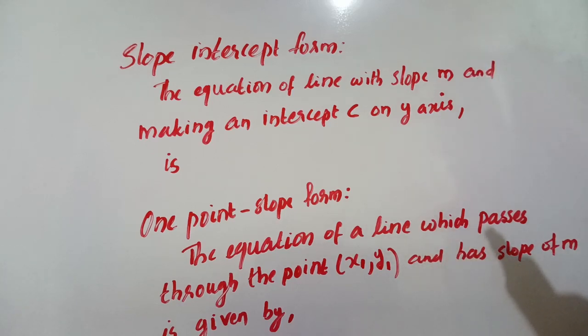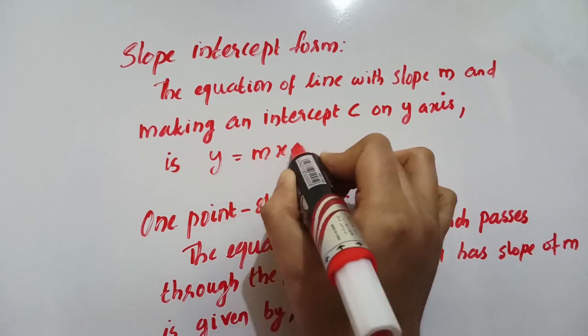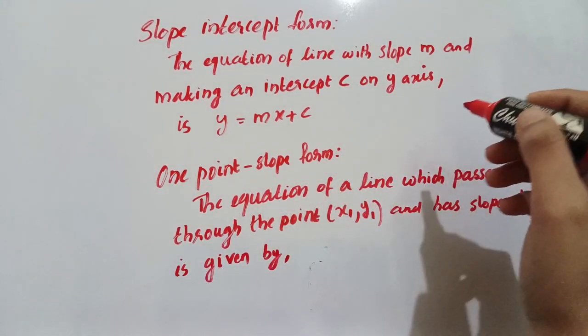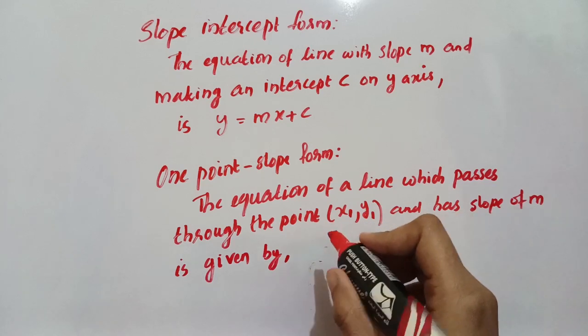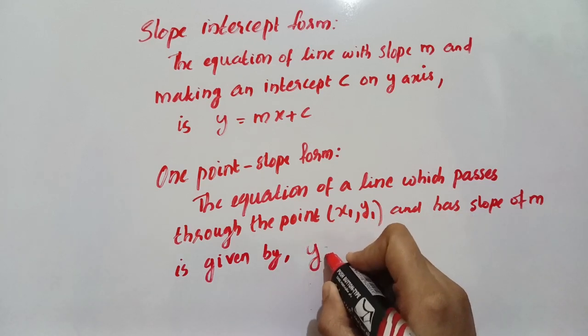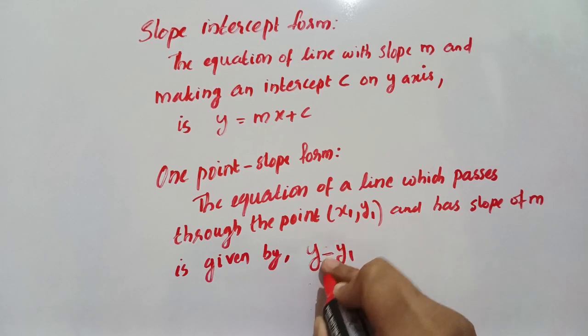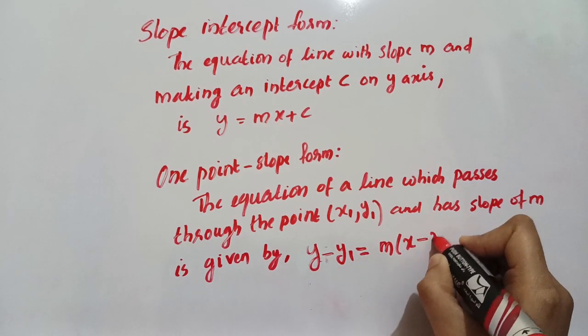Next, we can look at various forms of the line. First one, slope-intercept form. The equation of a line with slope m and making an intercept c on the y-axis is given by y is equal to mx plus c. Next is the one-point slope form. The equation of a line which passes through the point x1, y1 and has slope m is given by y minus y1 is equal to m into x minus x1.